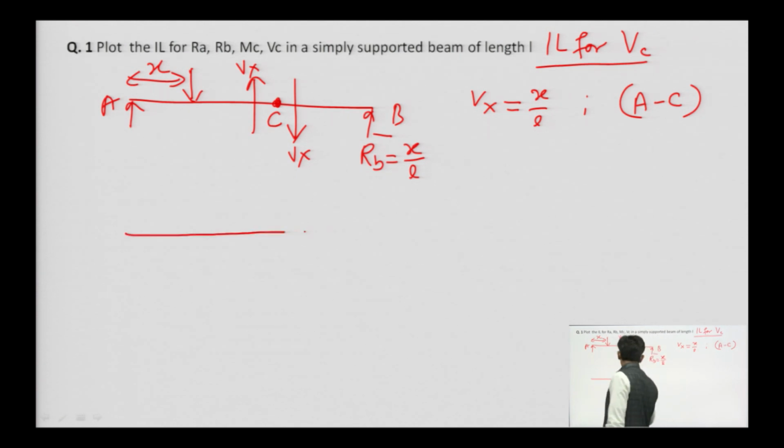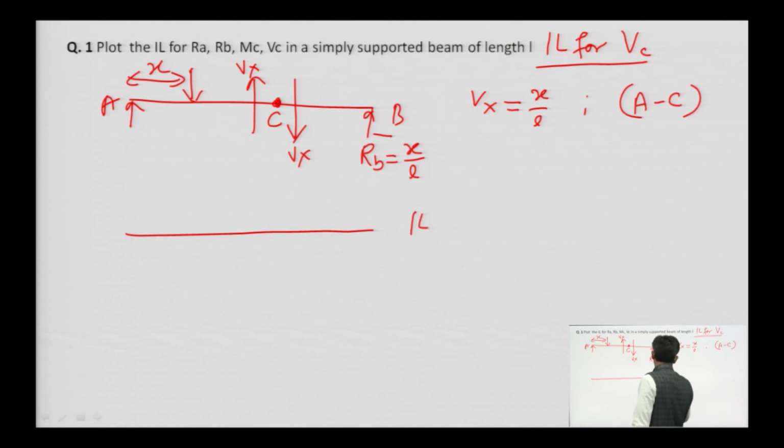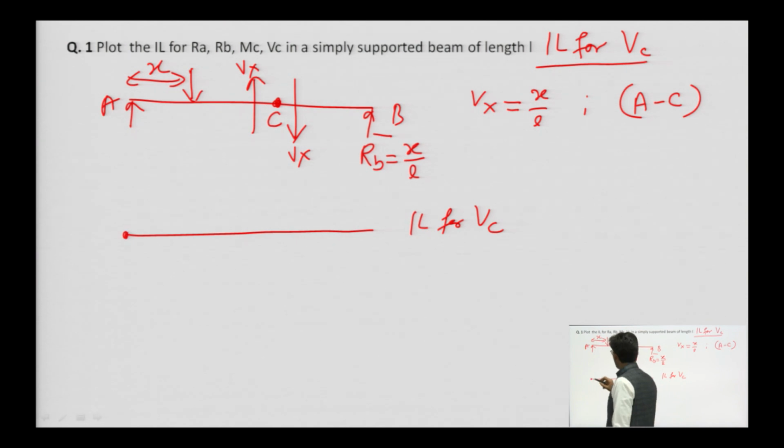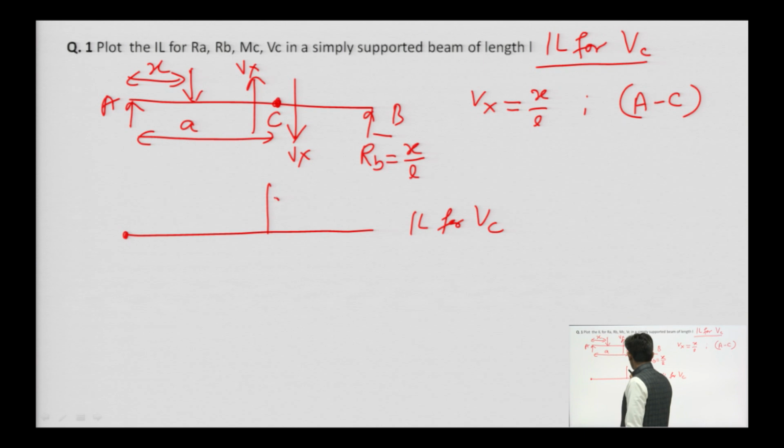Now we can plot the IL for shear force in segment AC. When the point load is at A, x is 0, so the value is 0. When the point load is at C, this distance we know is a, so it is a by L. This is a linear variation, x by L.